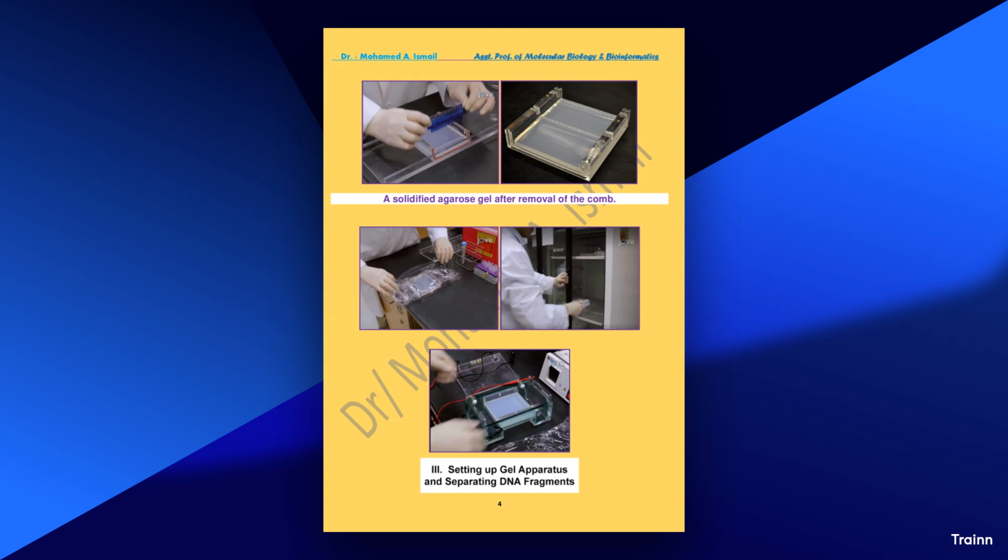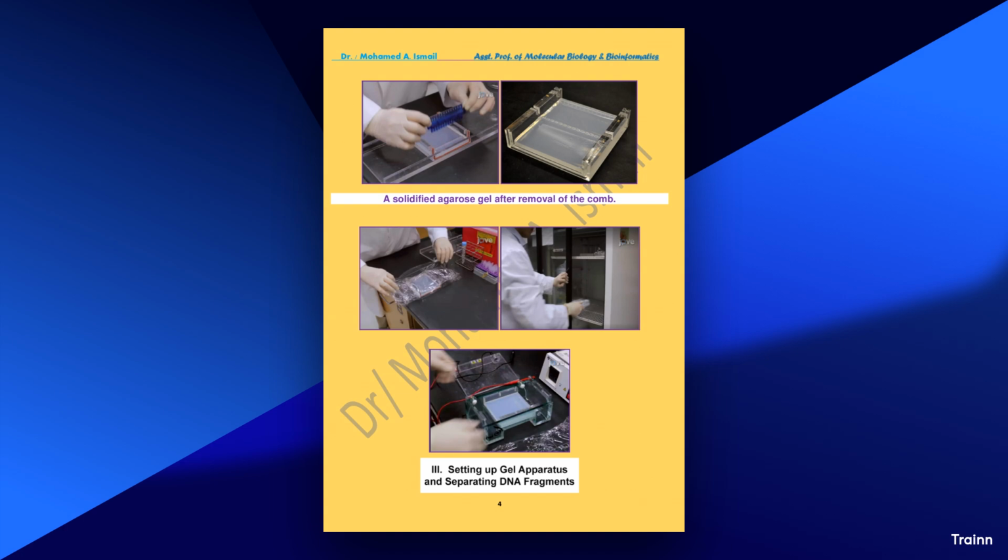B. Incomplete dissolution of agarose. Error: not fully dissolving agarose can result in uneven gel consistency. Impact: this can cause inconsistencies in migration rates and band formation. Solution: ensure complete dissolution by heating the agarose solution thoroughly and swirling to mix.